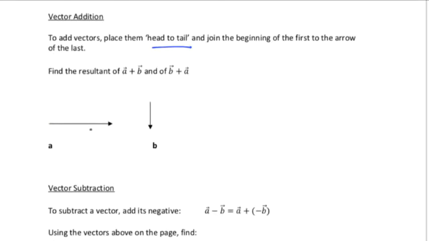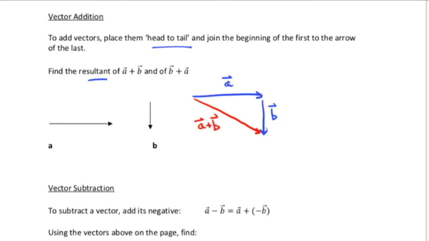So when we add vectors, we call the sum the resultant. So here's vector A, here's vector B. If I were to add them together, I'm going to put them head to tail. So I'm going to draw A like that, and then I'm going to draw B like that, where the tail of B is at the head of A, and then I connect the two of them. So the resultant goes from the start to the very finish like this. So that vector would be the vector A plus B.